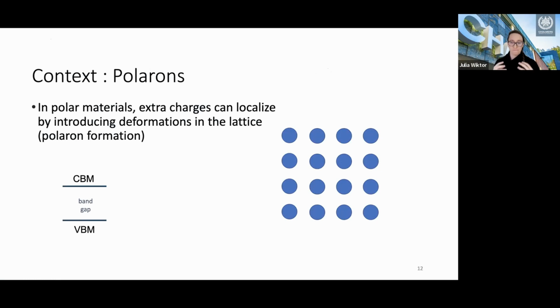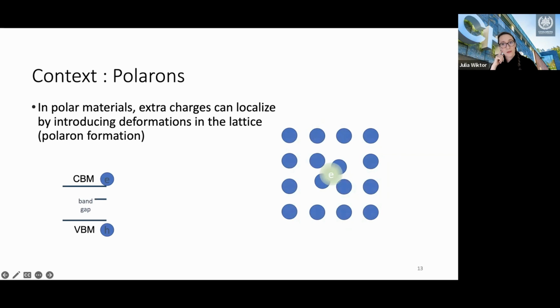And basically, it's related to how we think about excess charges. In the first step, we think about electrons and holes generated by light being in the valence band and the conduction band, and being delocalized in the material like shown here. But in polar materials that can be easily displaced, these extra charges can introduce deformations in the lattice and trap themselves, get screened from the surrounding, and look more like this. So this would be an electron polaron here with its deformation.